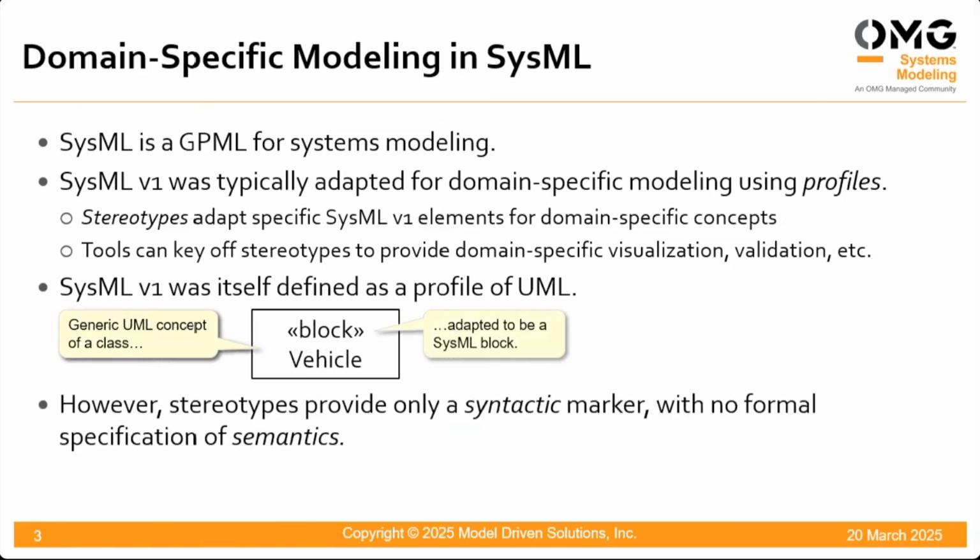But stereotypes in that way are really, as I said, just syntactic markers. There's no formal specification of semantics. Now, UML and SysML v1 mostly didn't have formal specifications of semantics anyway. So when you added a profile, it was generally just informal. But even when formal semantics were added, like for foundational UML and other executable UML, or added to SysML 1.7, there really was not a mechanism to further extend those semantics in any easy way if you defined your own profile. So that's where we were at in v1.